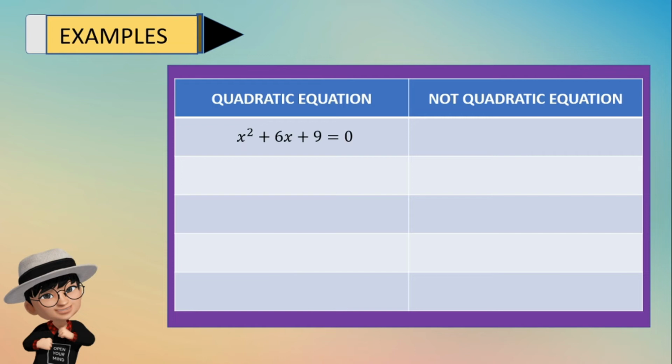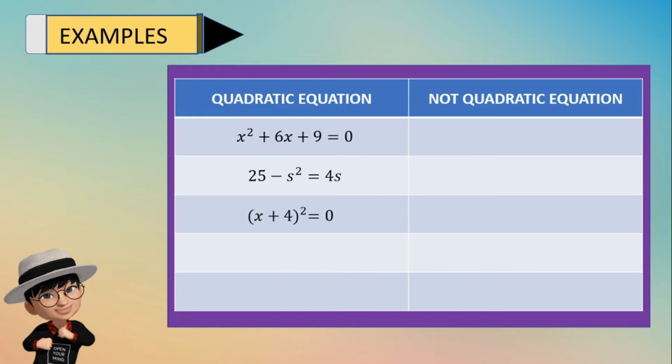Example number 1. X squared plus 6x plus 9 is equal to 0 is an example of quadratic equation in standard form. Example number 2. 25 minus s squared is equal to 4s is an example of quadratic equation. However, it is not written in standard form.